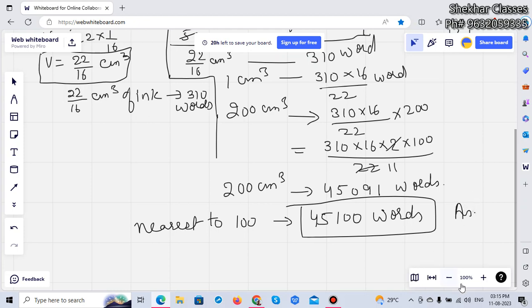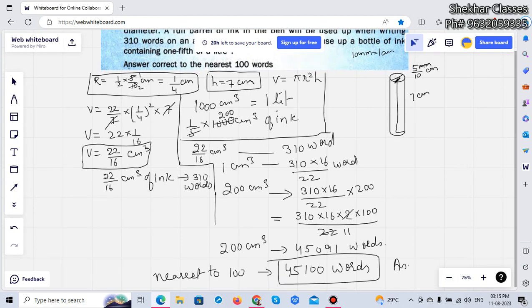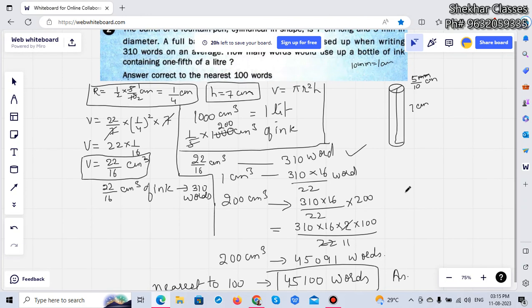So understood how to do it? What we have to do in this case is first find the volume of the cylinder, and by the unitary method we need to know how much ink has to be used. 1/5 of a liter, remember, 1000 cc is equal to 1 liter. So 1/5 of it is 200 cc, or centimeter cube, or cubic centimeter, same thing. So we know the unitary method: these many centimeter cube can write these many words, then 1 centimeter cube this much, 200 will write how much, and you have to calculate and you will get the answer. Okay, so this is how we have to solve.